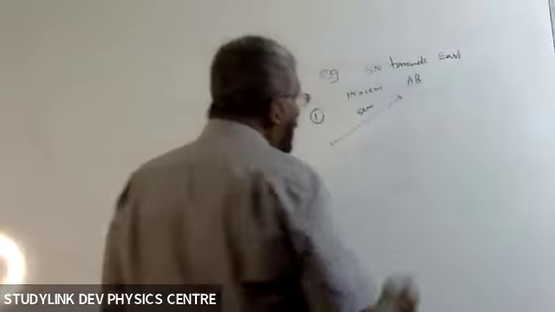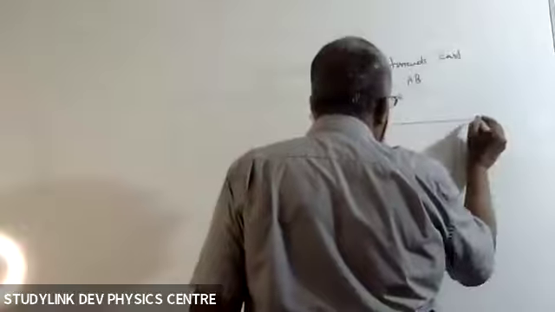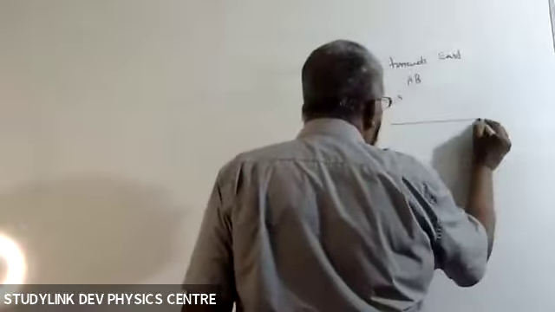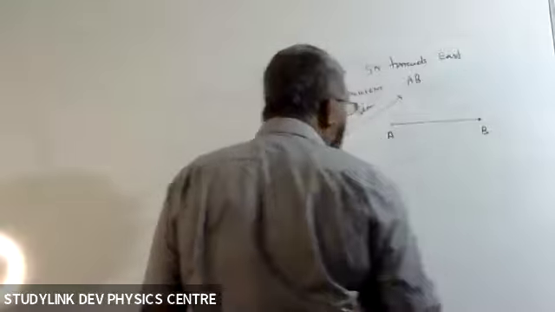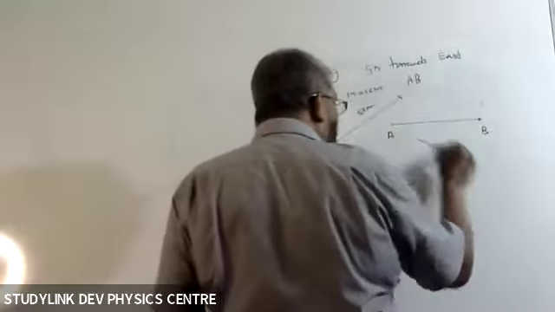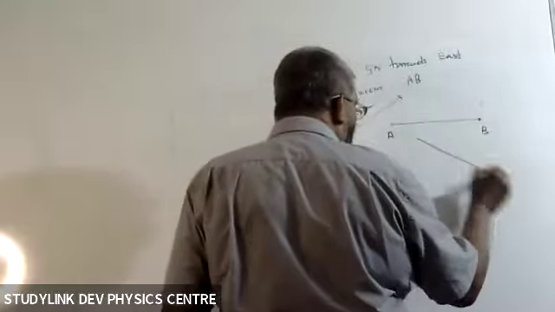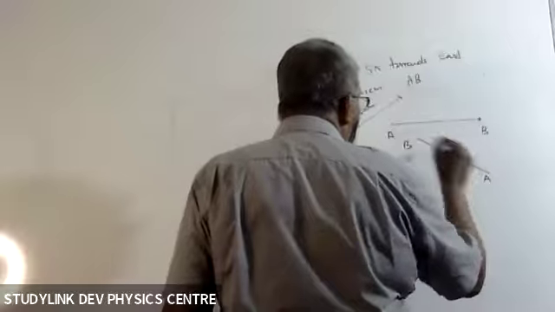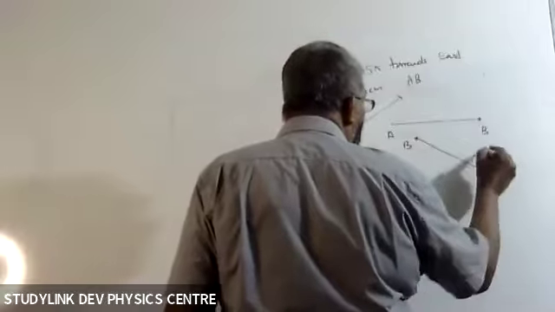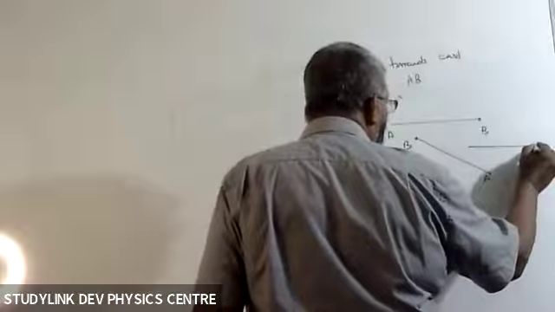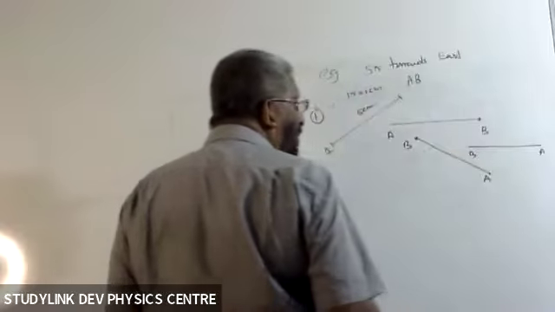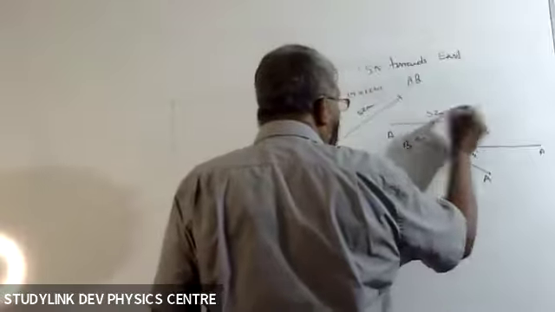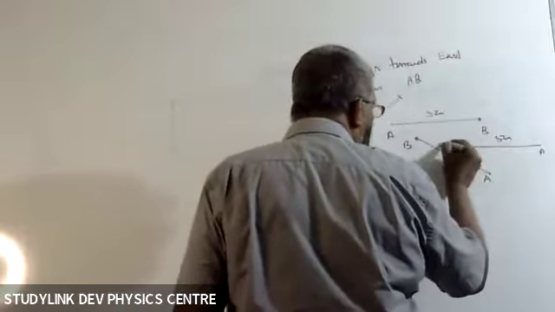It could be like this. AB, AB. Any direction you can draw. AB. So then you can draw again A here, B here. All are 5 cm, 5 cm, 5 cm, 5 cm.